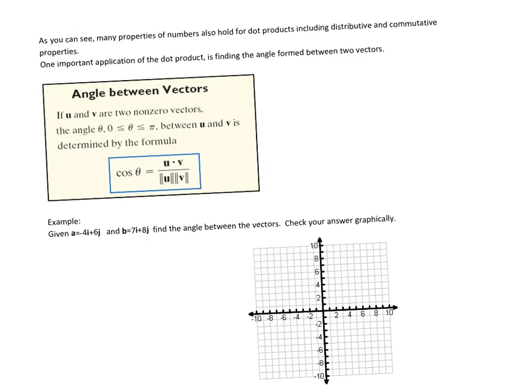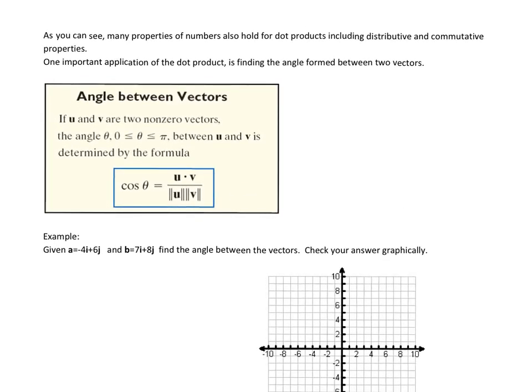So the big thing we're going to use the dot product for is to find the angle between two vectors. So if I have two vectors in the plane, let's just sketch two vectors somewhere. So here's my first vector, and let's say we have another vector going this way. Then there is an angle between these two vectors, and that's the angle we're going to try to find. So it has a really nice formula.